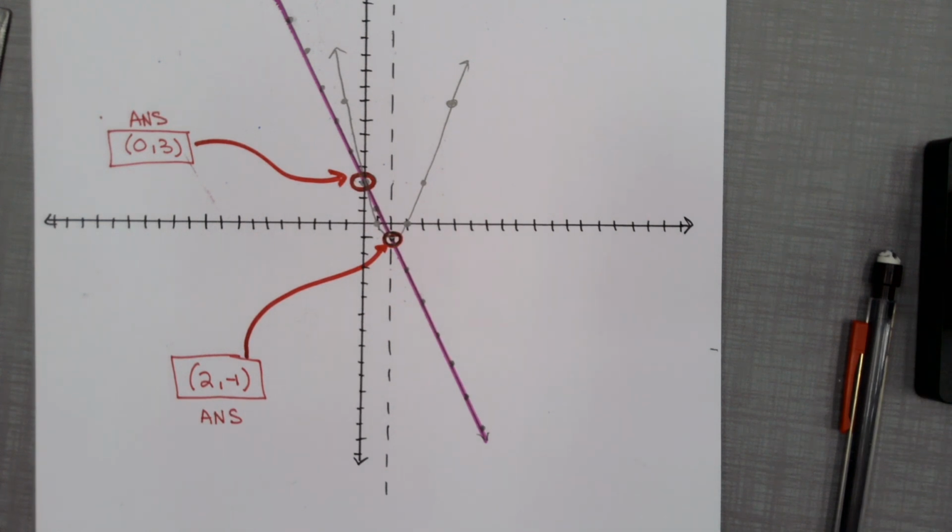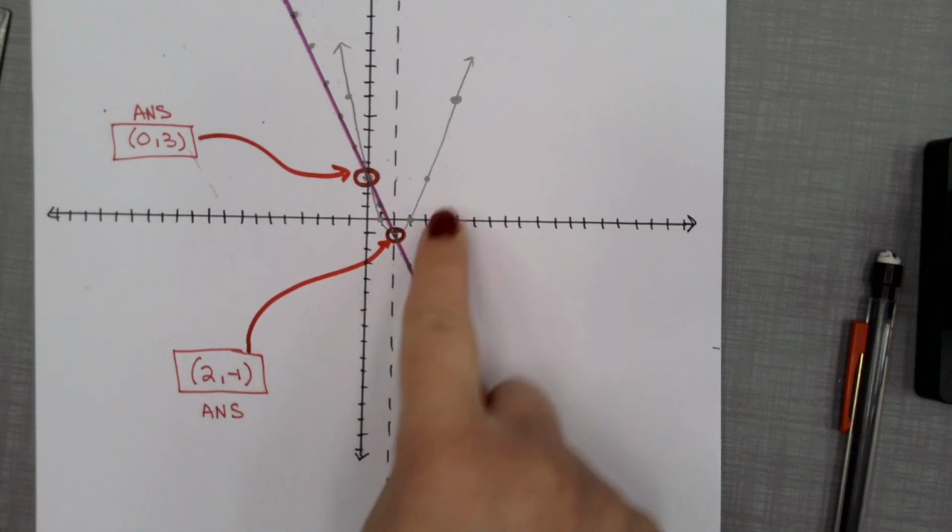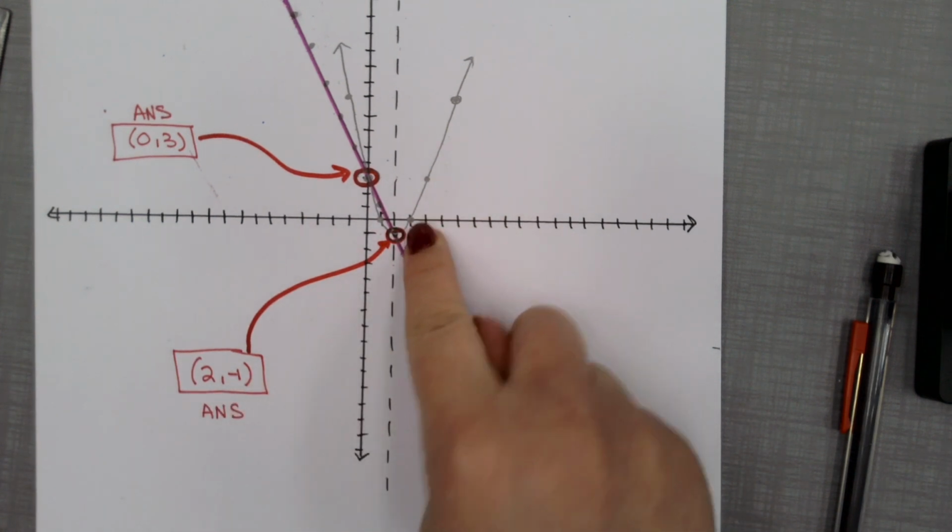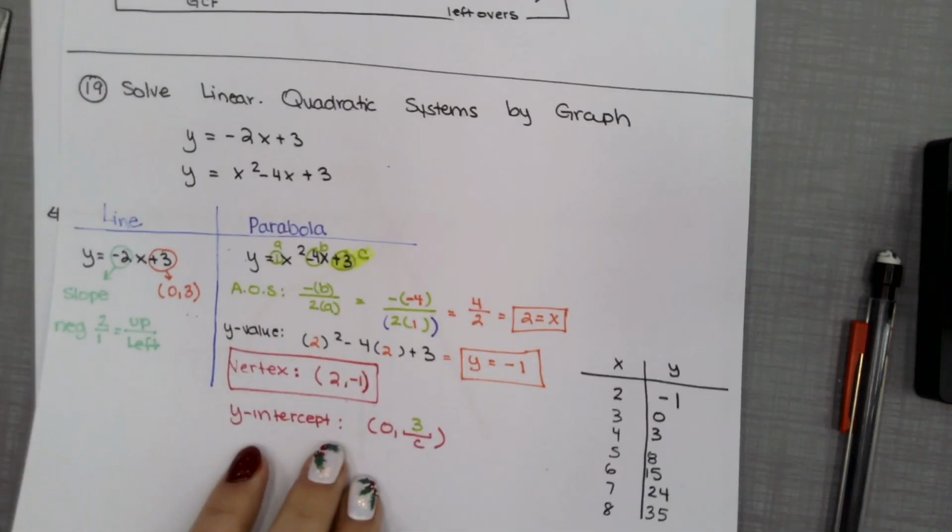Yes, ma'am. Right here? This one, the U? So that's the parabola. That's the points that we graphed using this.